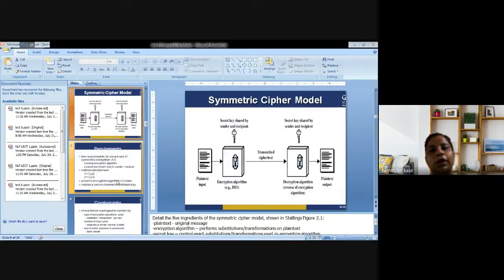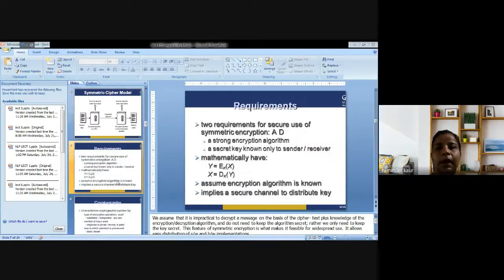So this is the model and these are the requirements. That is two requirements for the secure use of symmetric encryption: a strong encryption algorithm, and a secret key known only to the sender and the receiver.